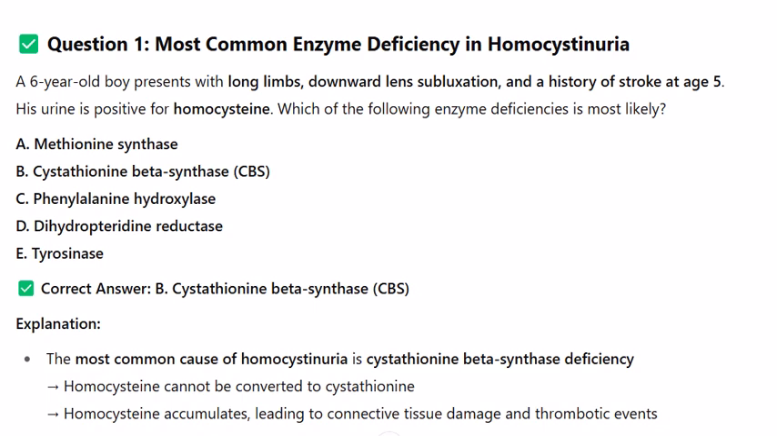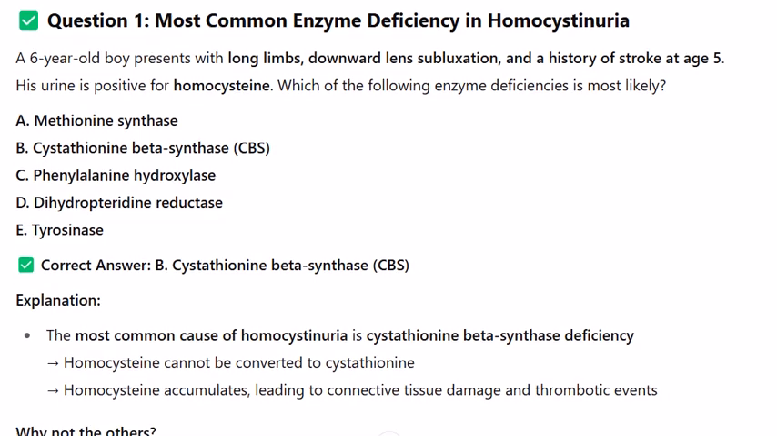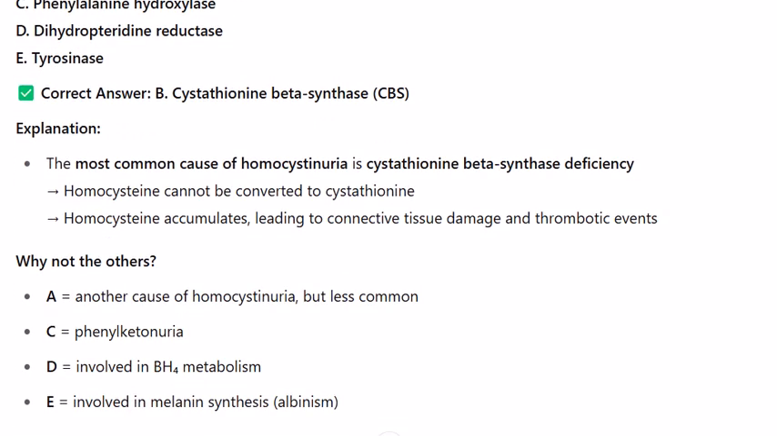The most common cause of homocystinuria is cystathionine beta synthase deficiency. Homocysteine cannot be converted to cystathionine. Homocysteine accumulates, leading to connective tissue damage and thrombotic events. Why not the others? A is another cause of homocystinuria, but less common. C is phenylketonuria. D is involved in BH4 metabolism. E is involved in melanin synthesis, albinism.